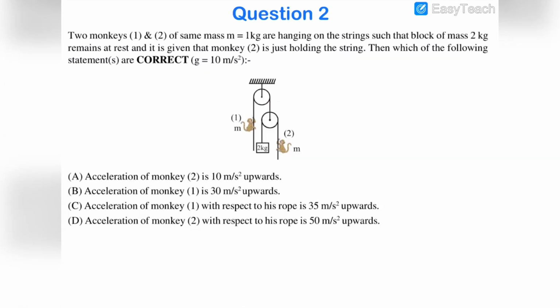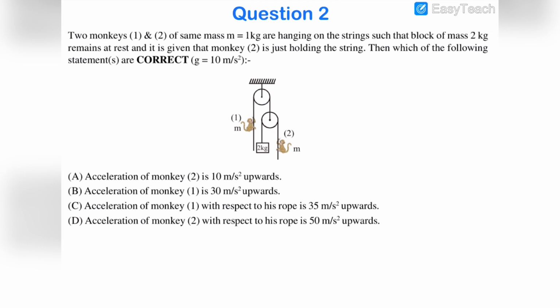In this question, you can see that there are two monkeys, 1 and 2, and the mass of both monkeys is 1 kg, and they are hanging on the string, and there is a block of mass 2 kg which is at rest in the situation shown. It is also given that this monkey is just holding up the string. It is not trying to move up or move down with respect to the string. In fact, he is just holding up the string. Then which of the following options are correct?